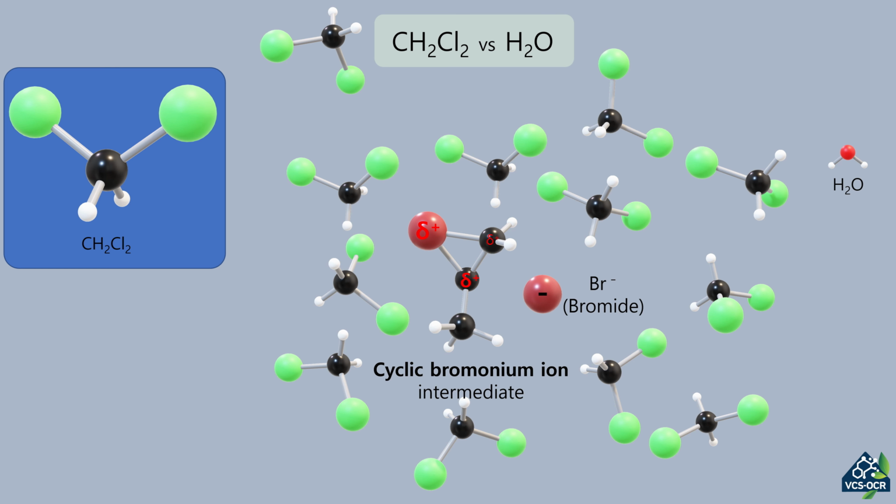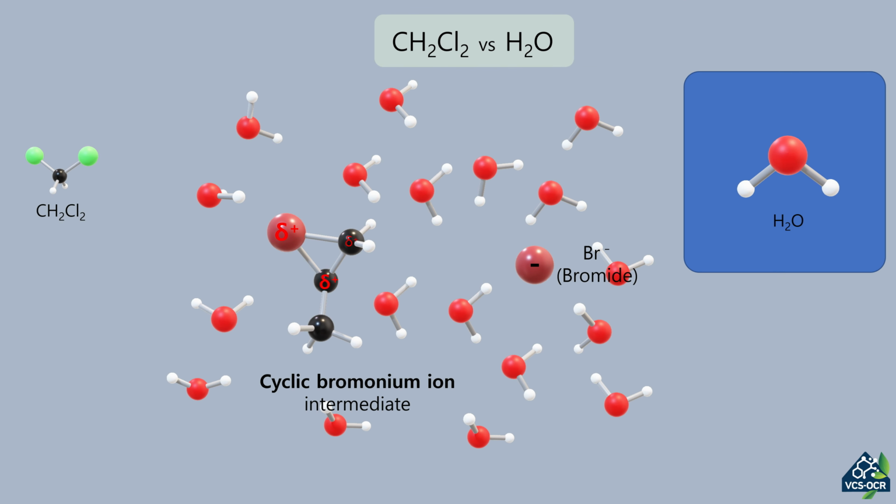By contrast, protic nucleophilic solvents like H2O both stabilize ions and act as competing nucleophiles. Solvent molecules can outnumber and outcompete bromide ion, attacking the more substituted carbon and giving halohydrins with anti-stereochemistry.